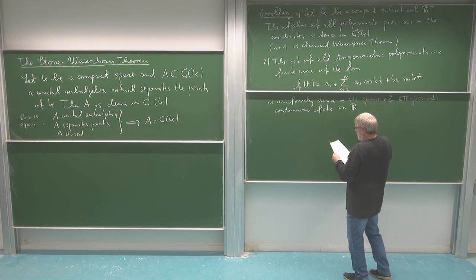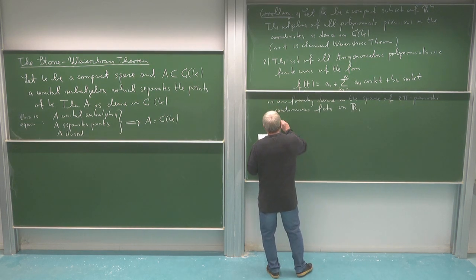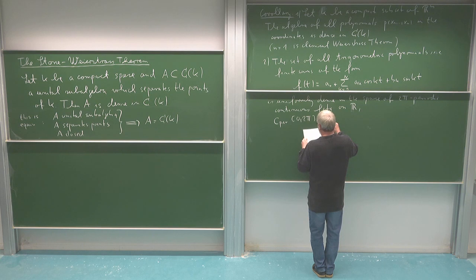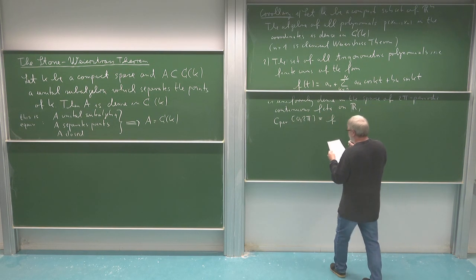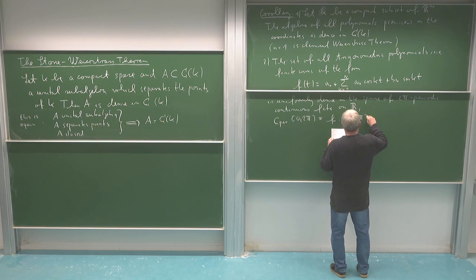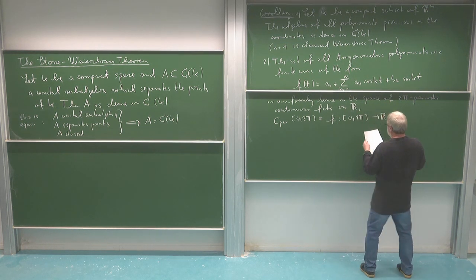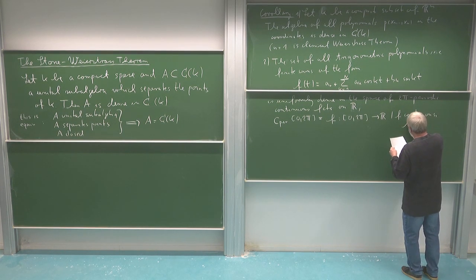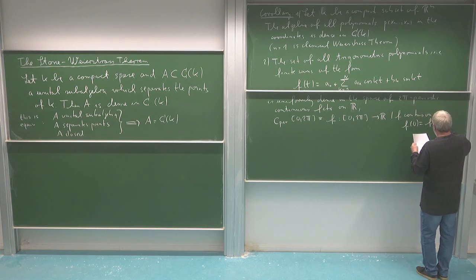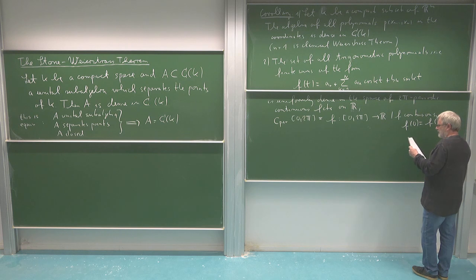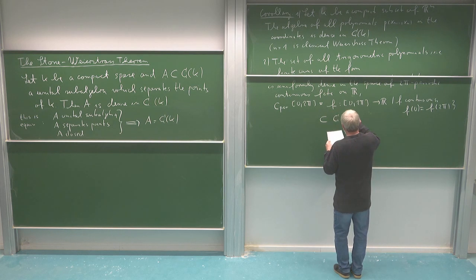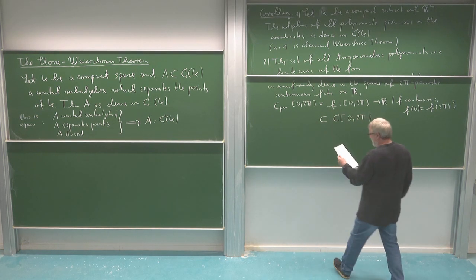Let me write this as C periodic on 0 to 2 pi. Instead of saying on R, I can say on the interval from 0 to 2 pi. So this goes to R. It's continuous, and then periodicity means that f of 0 is the same as f of 2 pi. And so this is a subset of the continuous functions on 0 to 2 pi.